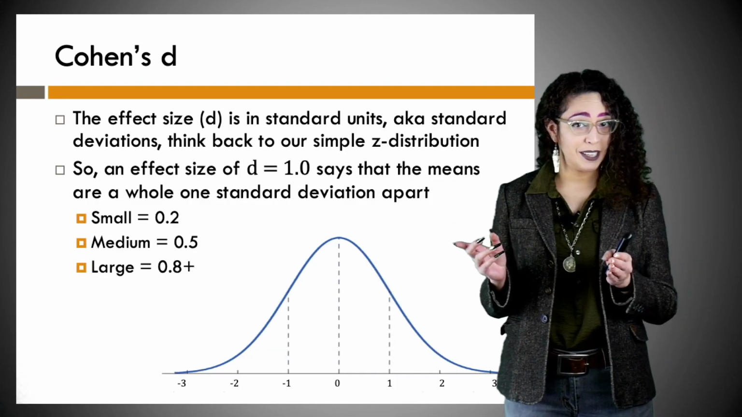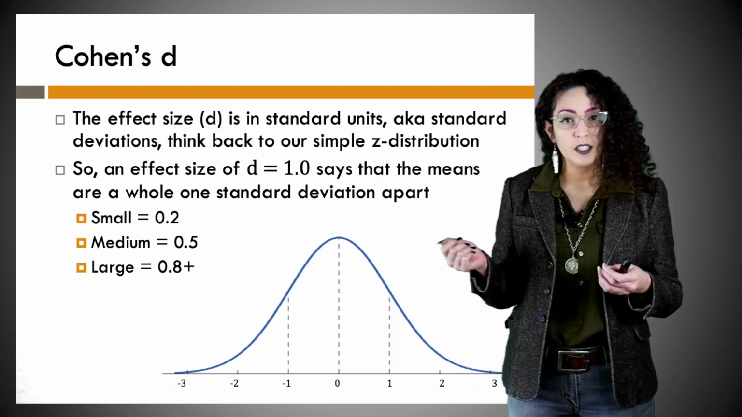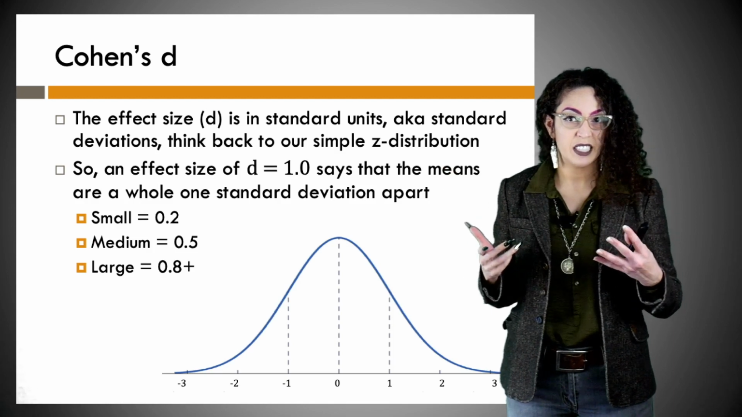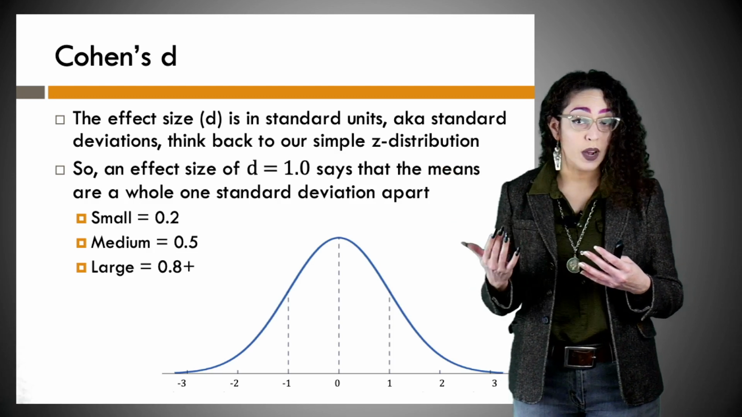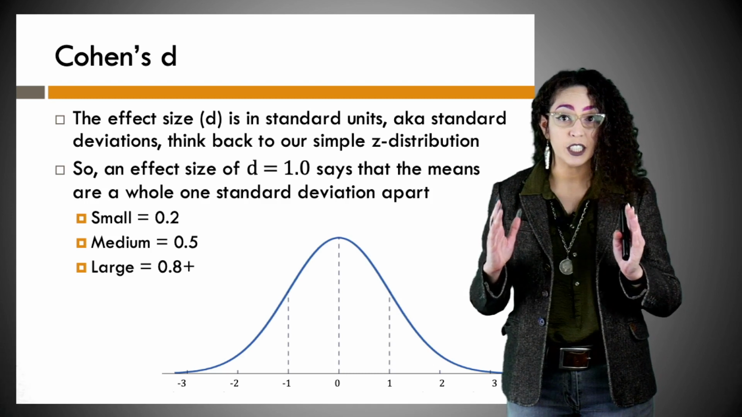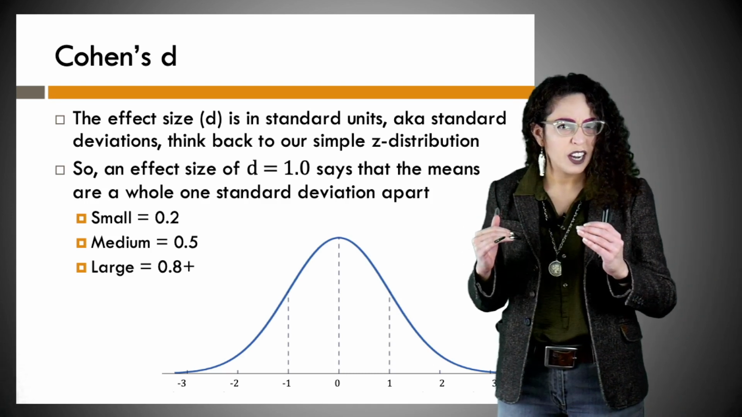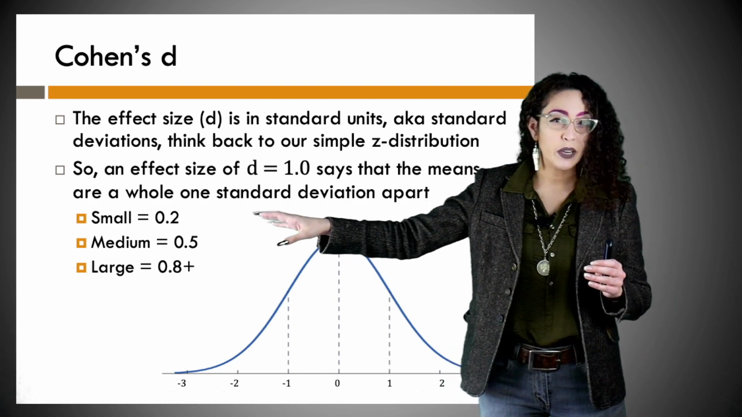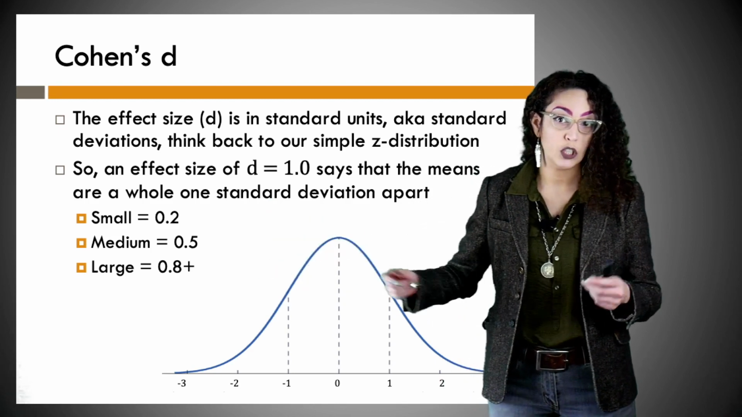So now that you know how to calculate Cohen's D, how do we interpret it? How do we know if it's big or small? Remember that this effect size is in standardized units, like standard deviations. So think back to our simple z distribution. An effect size of 1, let's say, means that the two means are a whole standard deviation apart, and that is quite large. There are no hard cutoffs, but here are some conventions. A small effect size will be about 0.2, medium about 0.5, and anything larger than 0.8 is considered large.